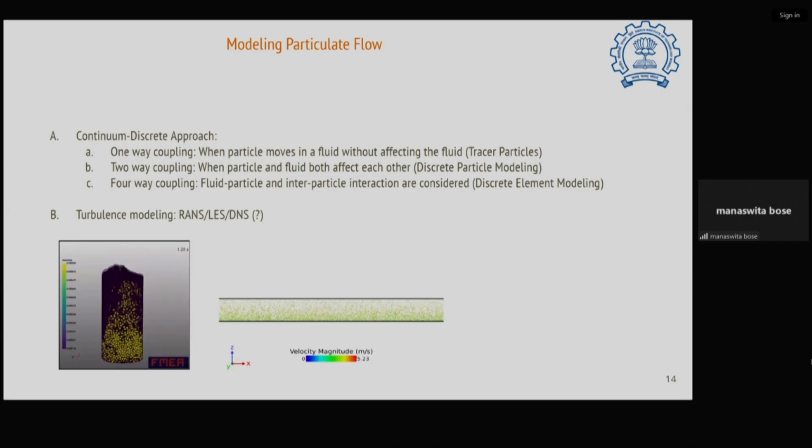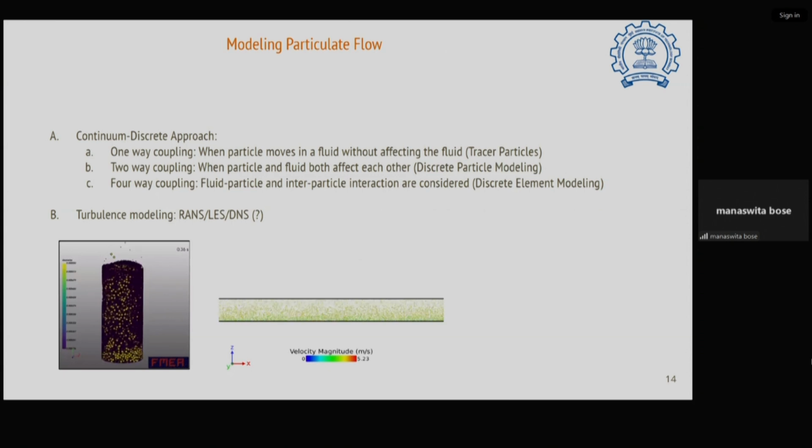Two-way coupling is when fluid and particle both affect each other, and four-way coupling is when interparticle interactions are considered. So interparticle collisions are considered. If that is the case, then we say discrete element modeling, and four-way coupling is CFD-DEM modeling. Okay, here we have shown two examples. One is a fluidized bed and one is horizontal pneumatic transport.